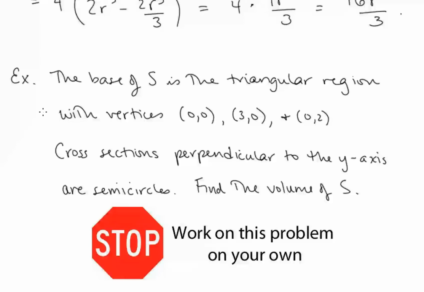The base of S is the triangular region with vertices (0, 0), (3, 0), and (0, 2). And cross-sections perpendicular to the y-axis are semicircles. Find the volume of S.